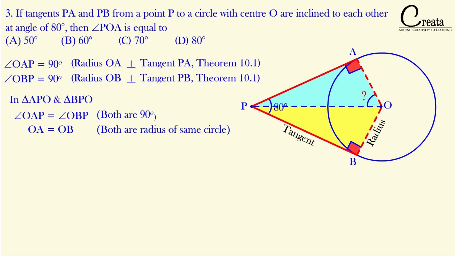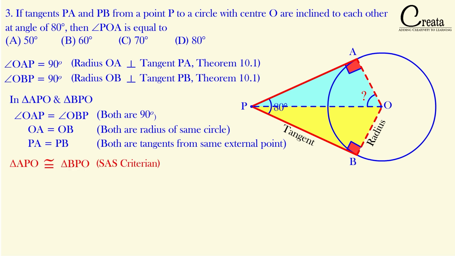Further, PA and PB, the two tangents, will also be equal to each other. Theorem 10.2: tangents from an external point are equal to each other. So PA and PB are the two tangents from the external point P, so both will be equal to each other. So by SAS criteria, we can say both the triangles are congruent to each other.